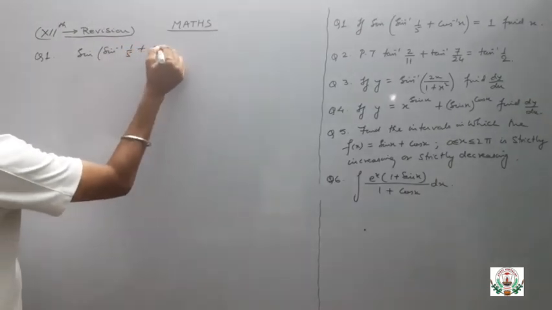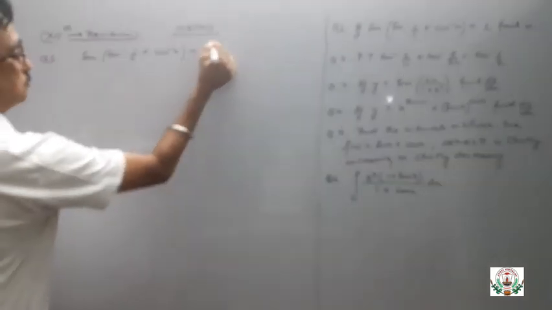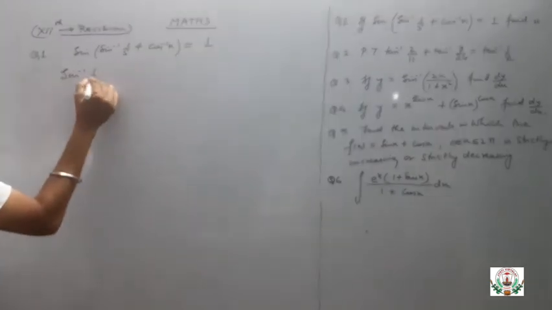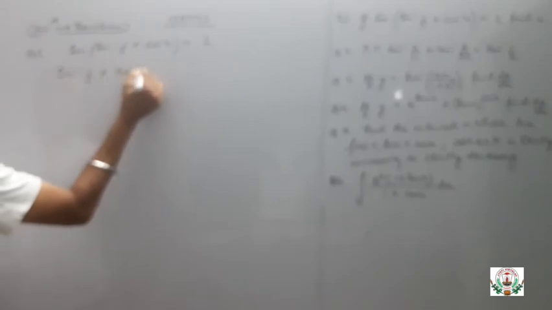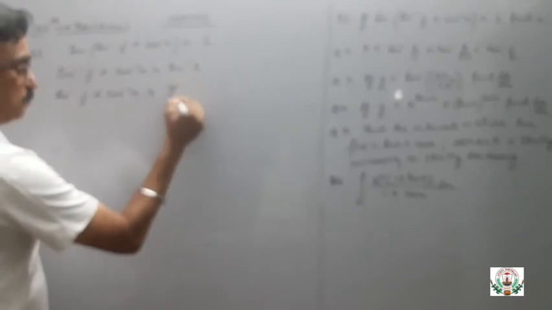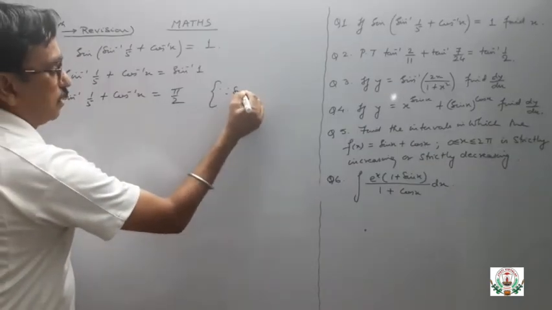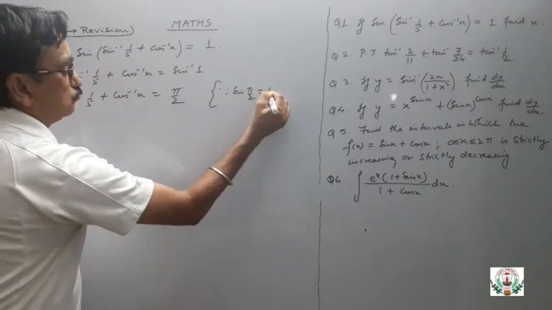sine inverse of 1 by 5 plus cos inverse of x is equals to 1. So this can be written as sine inverse of 1 by 5 plus cos inverse of x is equals to sine inverse of 1, since sine 90 is 1. So sine inverse of 1 can be written as pi by 2, since we know that the value of sine 90 is equals to 1.